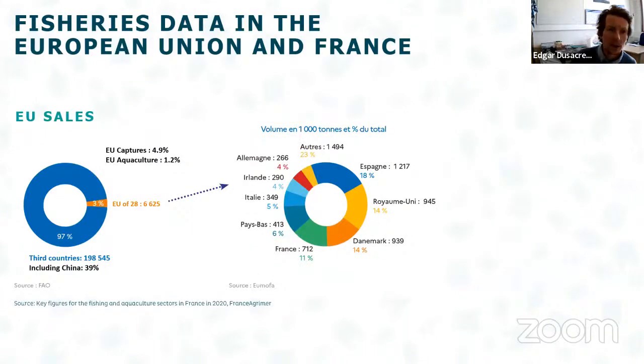Here we will speak a bit more about the European Union, France, and Spain, and more about France, because this is the first part of our current work. The European Union represents just 3% of the global fishing activity. In the European Union, Spain is the first fishing country with 18%. France is the fourth.